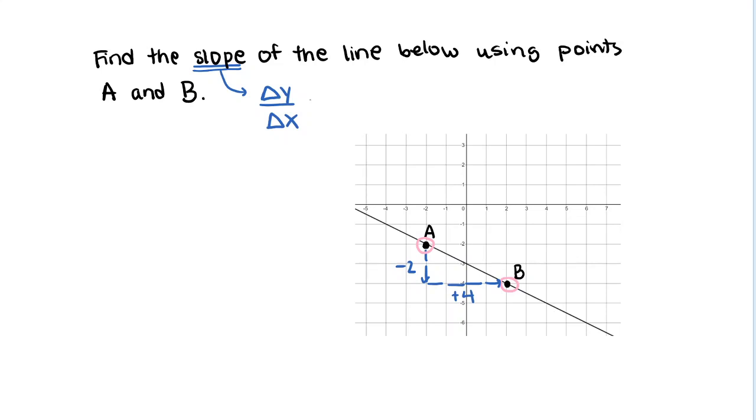And so this can be seen as -2/4. That's our change in y divided by change in x. And this is a ratio that we can simplify as -1/2. And so all this to say that our slope is -1/2.